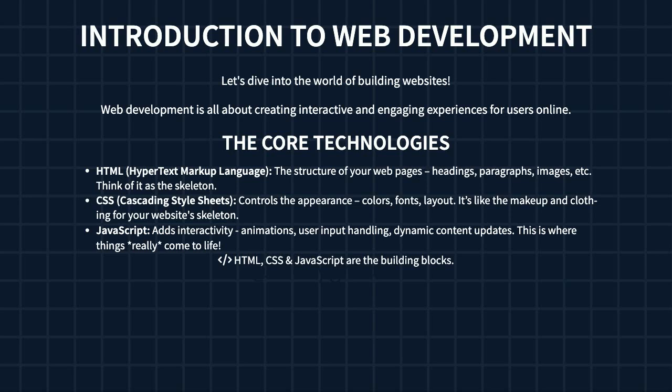HTML is how we structure our content. Think of it as the skeleton of a website. CSS handles the look and feel, colors, fonts, layout, like the makeup and clothing for that skeleton. And finally, JavaScript makes things interactive: animations, buttons, anything that responds to user actions.